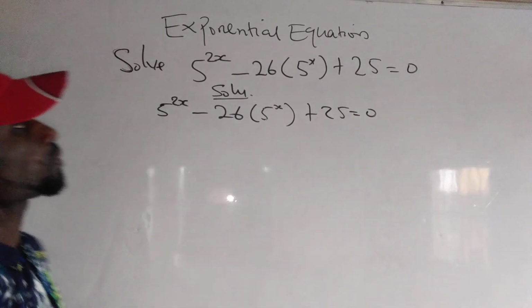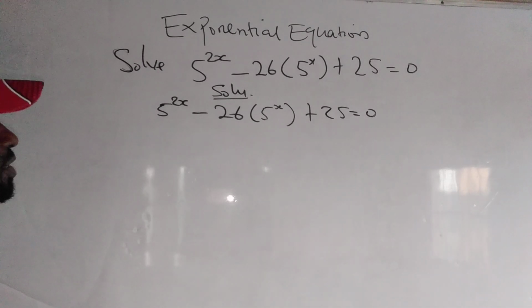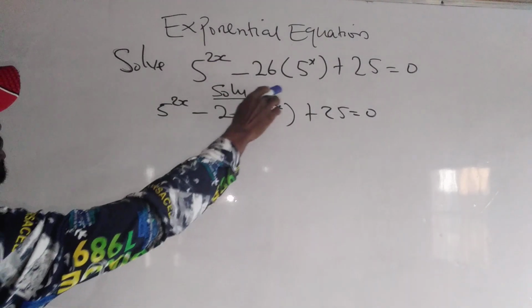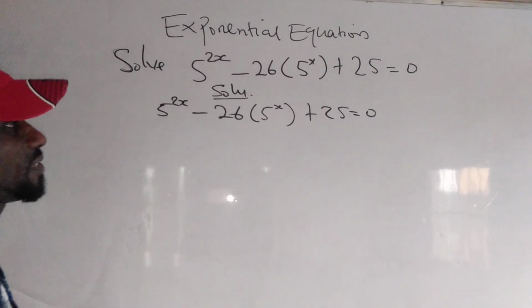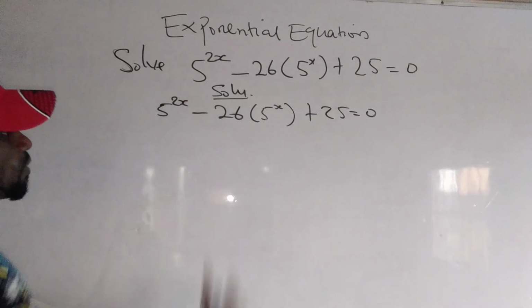Okay, in today's class, we want to look at exponential equations. We just finished exponential functions. In exponential equations, we are looking at this question: solve 5 raised to the power of 2x minus 26 times 5 raised to the power of x plus 25 is equal to 0. Okay, solution now. I just repeat the question.